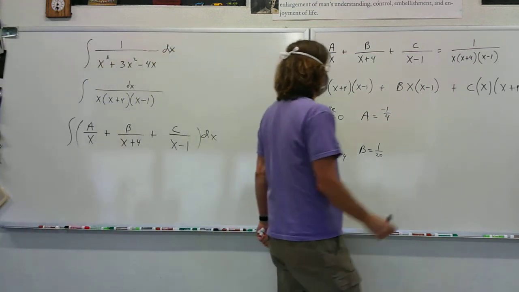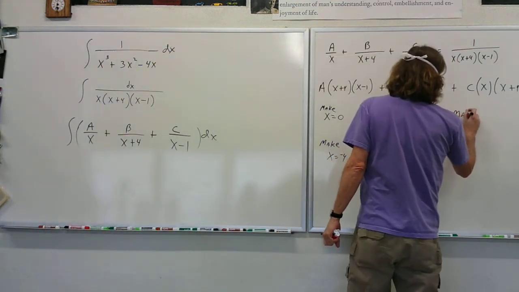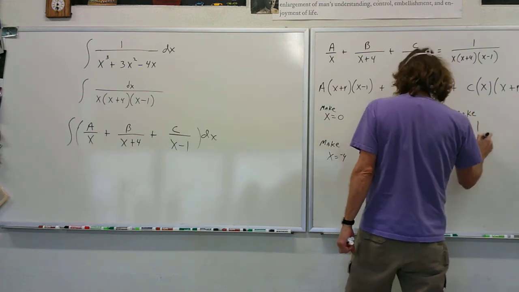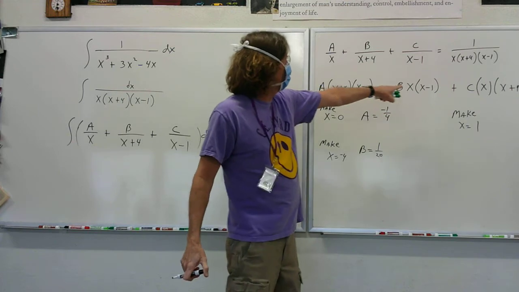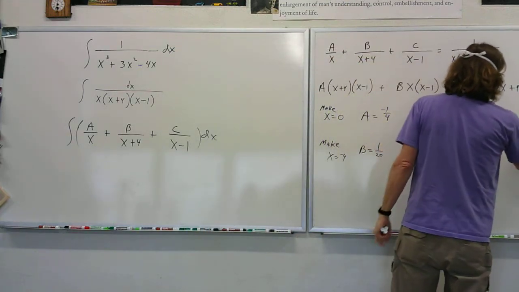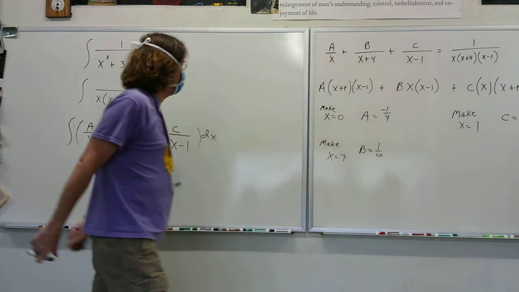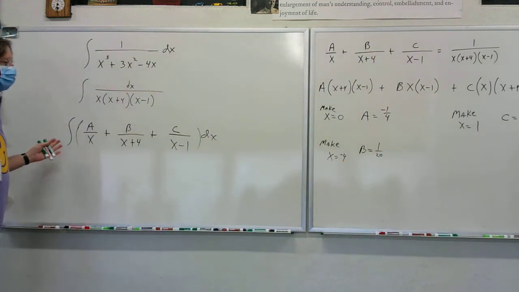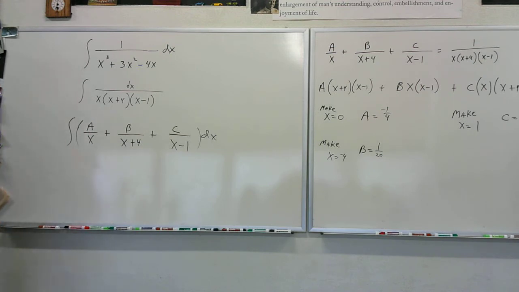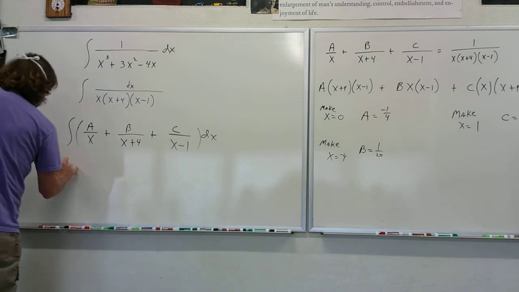And then what are you going to make x equal for the last one? You're going to make x equal 1, because I'll make that 0, make that 0, and you get c equals 1/5. And then once you get the a, b, and c values, you can almost just integrate that right there in your head. You know the a value is going to be negative 1/4.